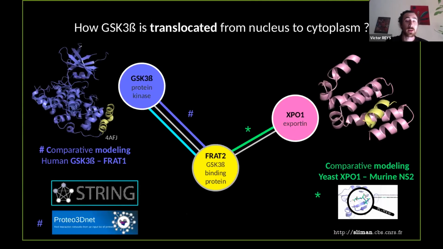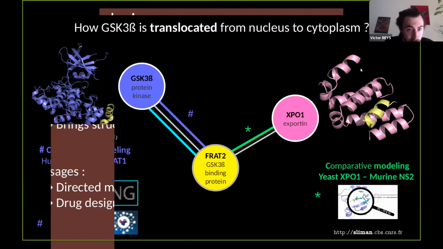If we go back now to our initial question, which was how GSK3 beta is translocated from nucleus to cytoplasm, we had the first answer coming from the domain-domain interaction of GSK3 beta binding to FRAT2. But now with Slimane, we have supplementary information, and we can model the interaction of FRAT2 with XPO1, which is indeed an exportin, and now we can understand how GSK3 beta can be translocated from nucleus to cytoplasm.